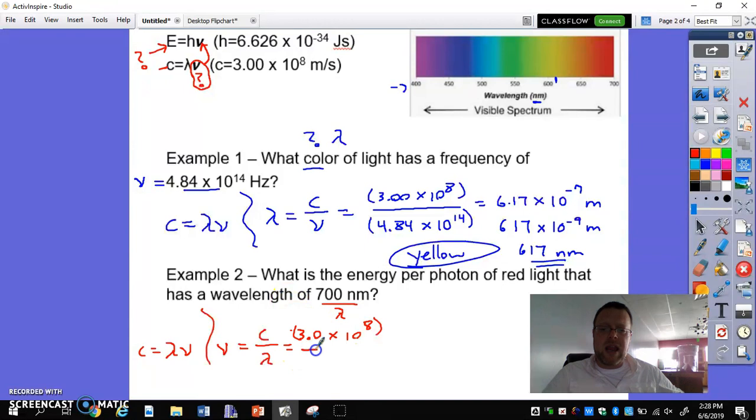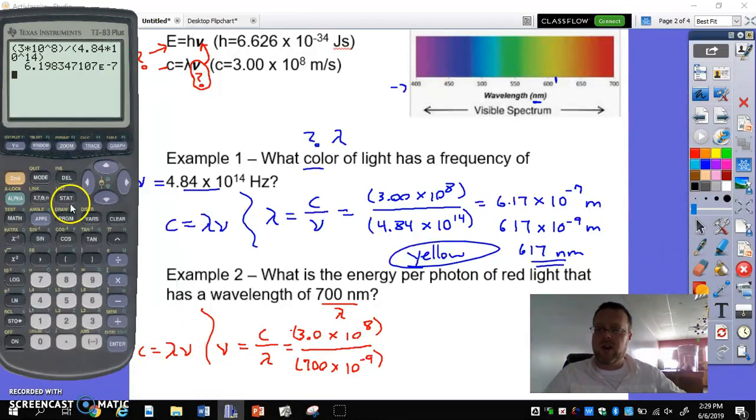The lambda, we have to be careful before we plug this in, because this original lambda was in nanometers, so we just need to change this into regular meters. You could call this 700 times 10 to the negative ninth meters, or 7 times 10 to the negative 7th meters. Probably it's just easier to substitute times 10 to the negative ninth for the nano. So 700 times 10 to the negative ninth is going to be our lambda there. And we just need to divide those two numbers to figure out what the frequency is.